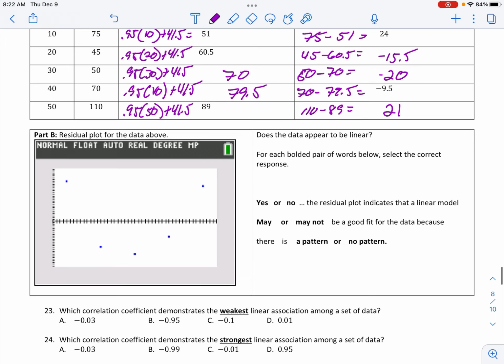Now, I will always give you the residual graph plotted. I'm looking to see if there's some type of pattern in here, and I can clearly see a U-shaped pattern. So what does that mean? Because there's a U-shaped pattern, that means probably not linear. So let's fill it in. Does the data appear to be linear in the residual plot? No. The residual plot indicates the linear model may not be a good fit for the data because there is a U-shaped pattern.